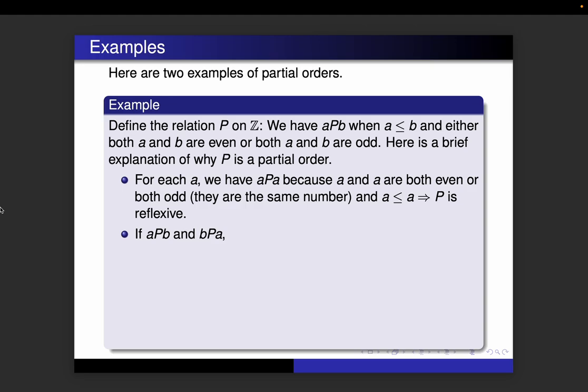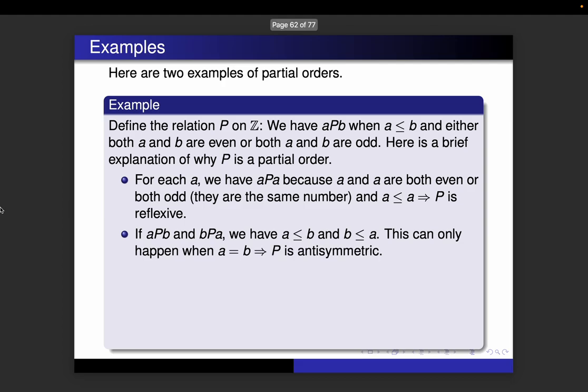If you happen to have A is related to B and B is related to A, two things are true. Either A and B are both even or A and B are both odd. And it is also the case that A is less than or equal to B and B is less than or equal to A. Now, I'm going to ignore the even and odd thing here because just knowing that A is less than or equal to B and B is less than or equal to A, we can automatically conclude that A is equal to B, just by the definition of less than or equal to. So that means that P is antisymmetric.